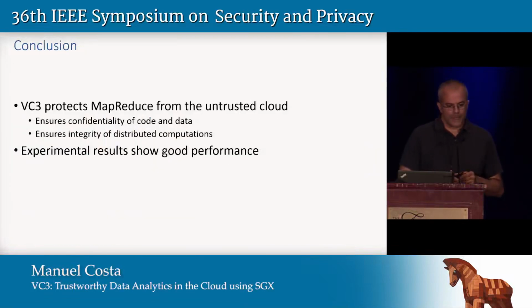So I'll conclude here and say that VC3 protects map-reduce data analytics computations from the untrusted cloud. We ensure confidentiality of code and data for these applications, and we ensure integrity of the full distributed computations. And our experimental results show good performance. So thank you, and I'll take questions.